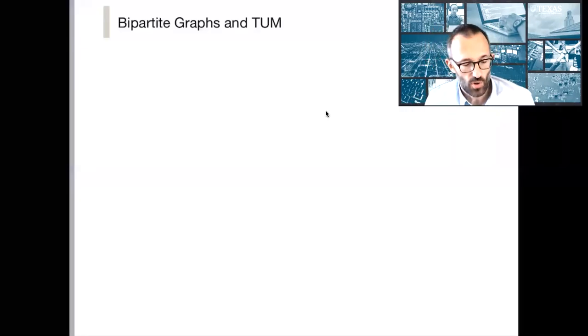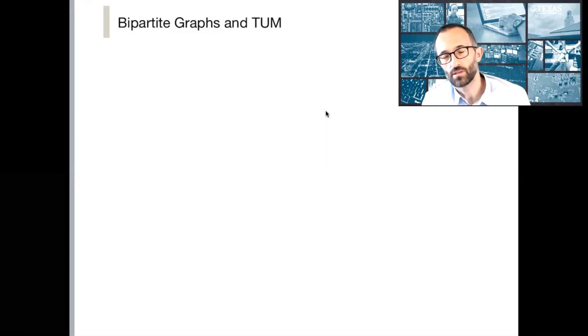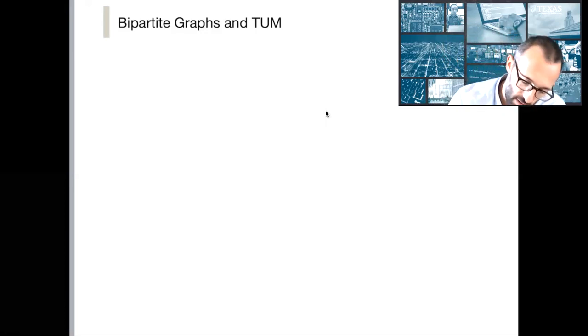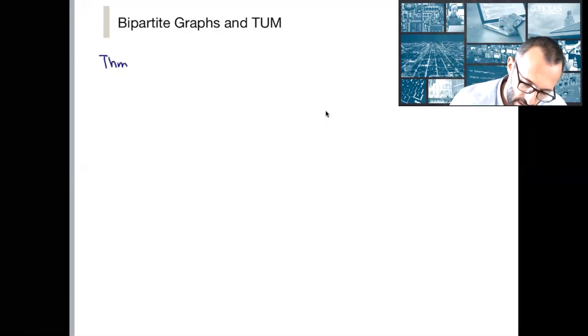Now we're going to apply the definitions and ideas of the previous lecture to the problems on graphs that we've been thinking about. So the first thing is to make this connection between totally unimodular matrices and bipartite graphs. The main result says the following.